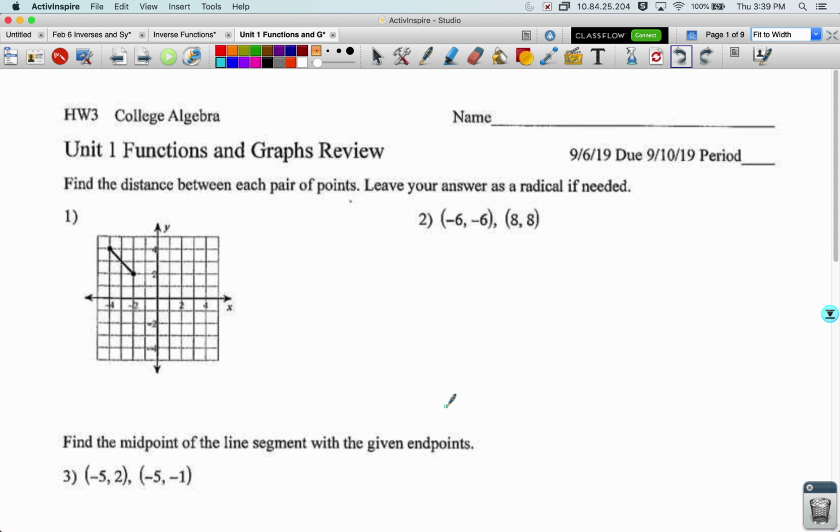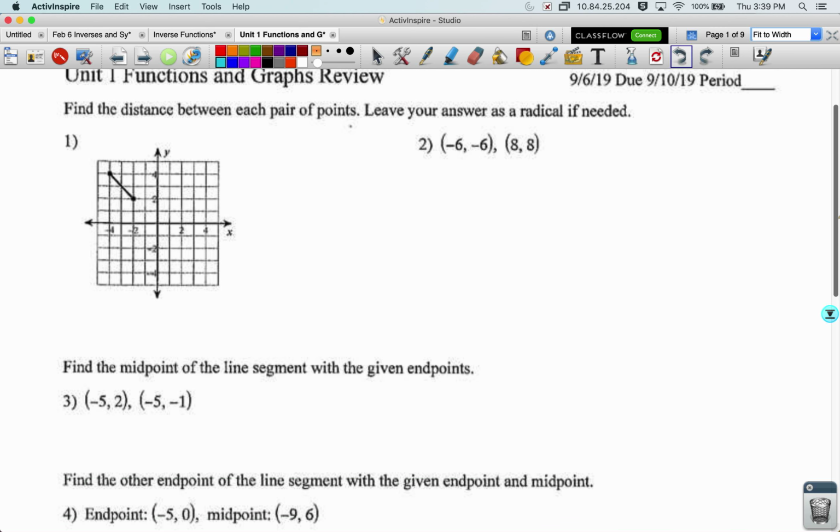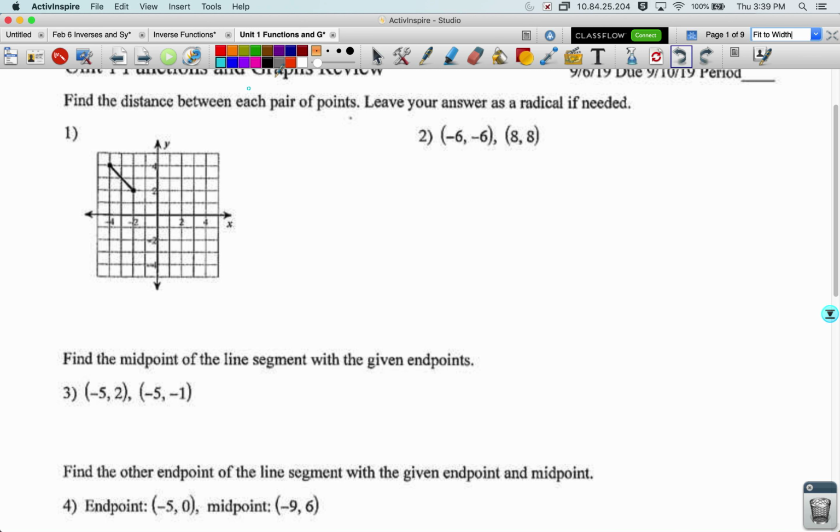Functions and graphs review homework help video. Let's just jump right in with problem number 1. Find the distance between each pair of points. Leave your answer in a radical if needed.